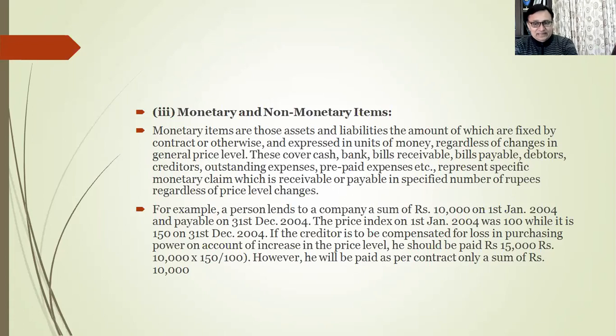So monetary items like cash, bank, bills receivable, bills payable, debtors, creditors, outstanding expenses, prepaid expenses represent specific monetary claims, and regardless of price level changes, we will pay the same amount. We will not change it.